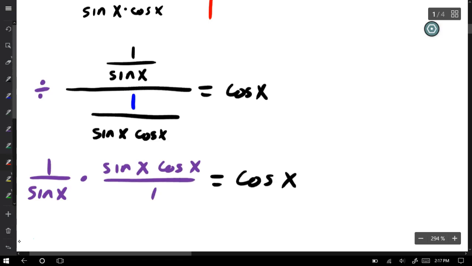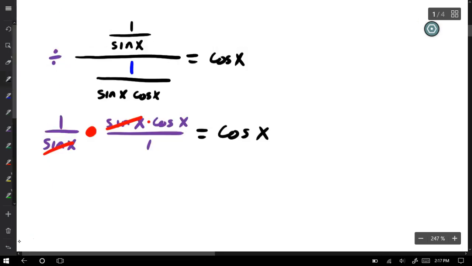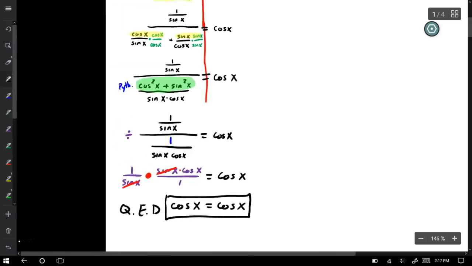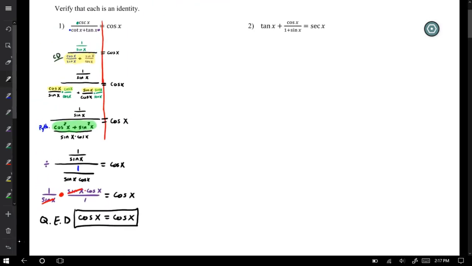And in this case, since it's all multiplication going on here, I have the ability to cross out common factors in the top and the bottom, so my sine of x can cancel out. So I get cosine of x left on the left side, which is what we wanted on the right side. So cosine of x equals cosine of x. Q.E.D. It has been demonstrated for this problem that the left-hand side equals the right-hand side.